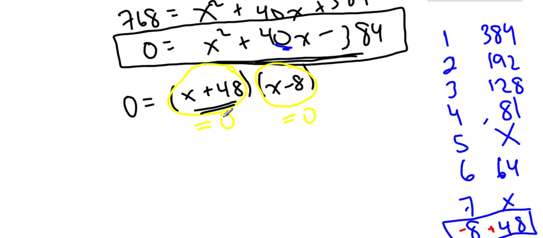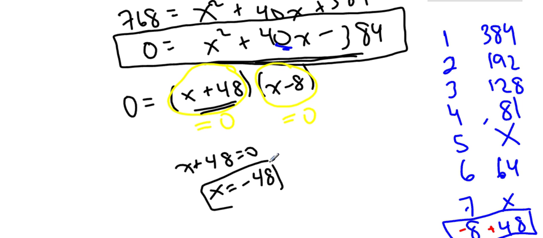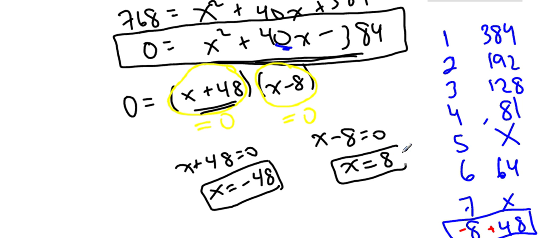So what would make this bracket 0? Let's find out. If x was negative 48, the first bracket is 0, and I have a solution. So there's one of my roots, or answers for x. Here, what makes that bracket 0? The number 8. So there's another root. So I have two potential answers for x.